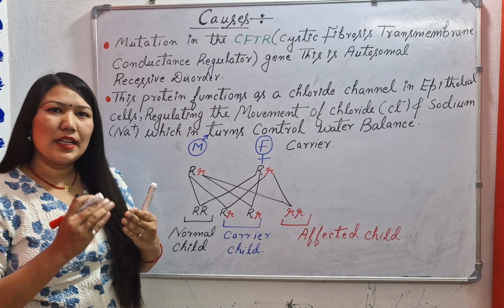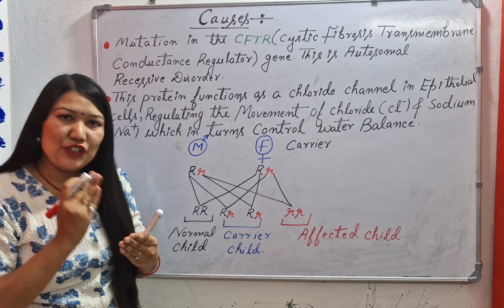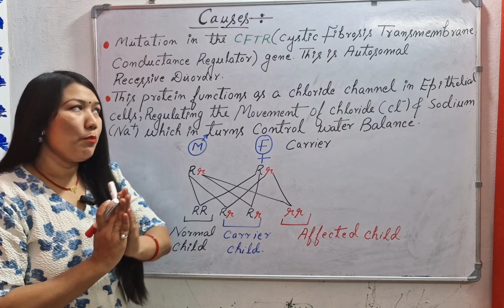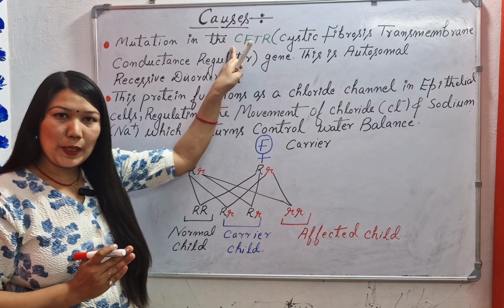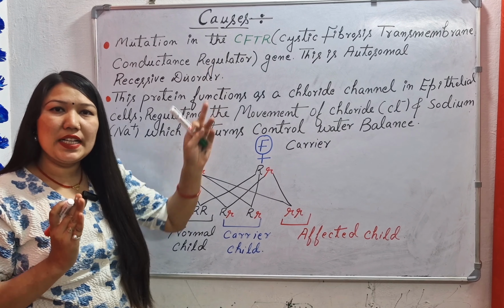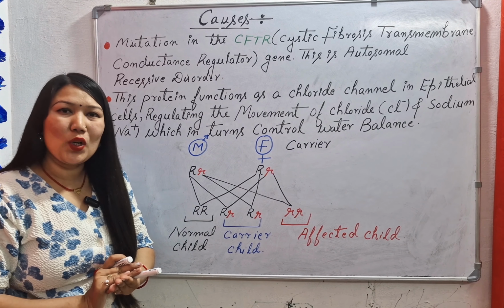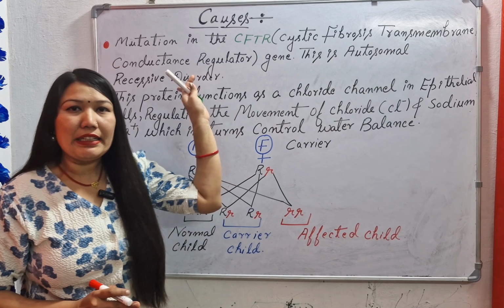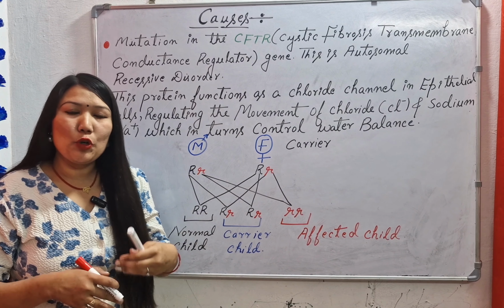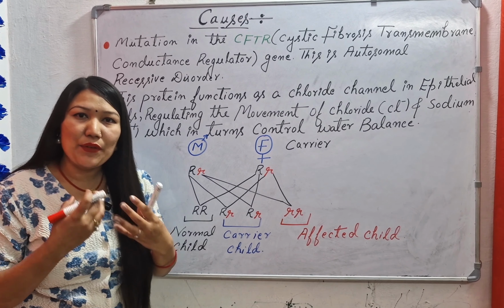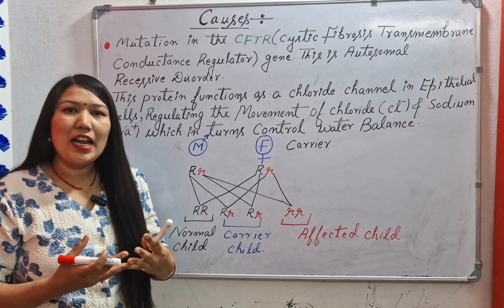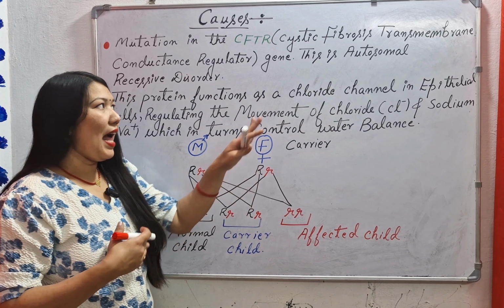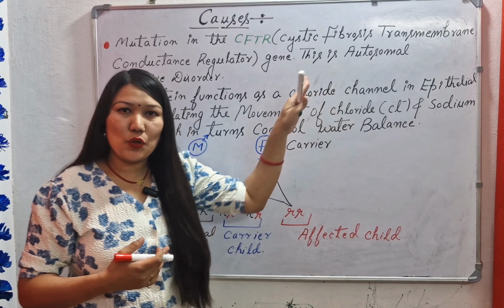Mutation means there is a change, a deletion, or the formation of a dysfunctional protein. Whenever there is a mutation in the CFTR gene, which is present in chromosome number 7 (CFTR stands for cystic fibrosis transmembrane conductance regulator gene), the patient will suffer from the disease cystic fibrosis, and it is an autosomal recessive disorder.